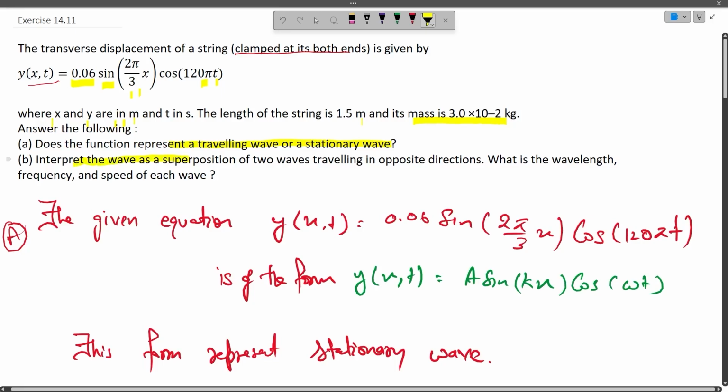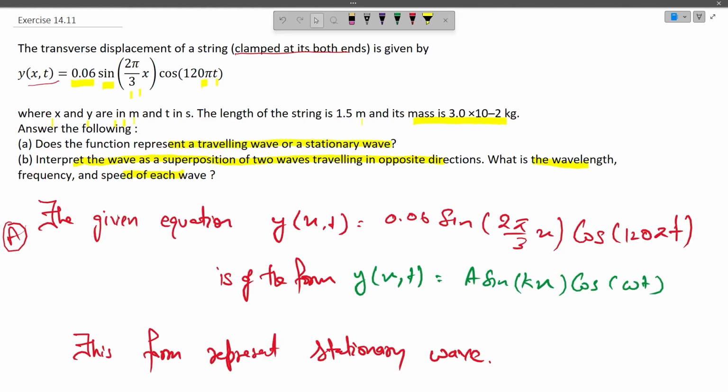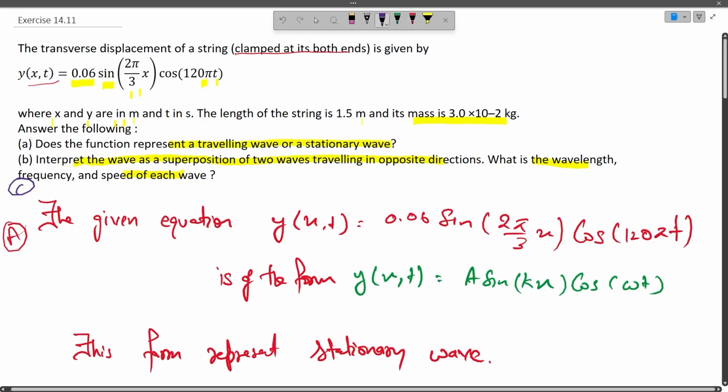Interpret the waves as a superposition of the two waves traveling in opposite directions. What is the wavelength, frequency and the speed of each wave? And the third question is, we have to determine the tension in the string as well. It is not written over here, but the third question is, determine the tension in the string.